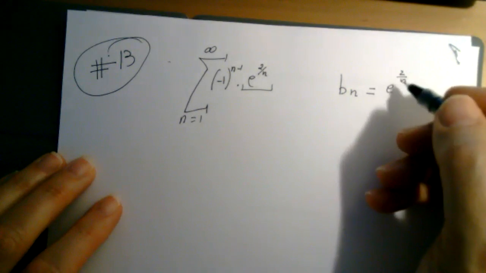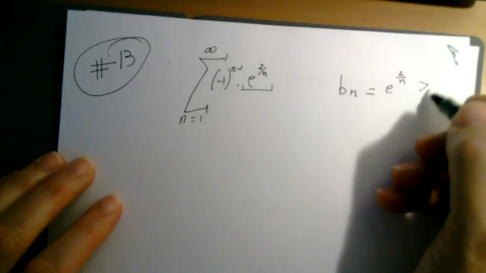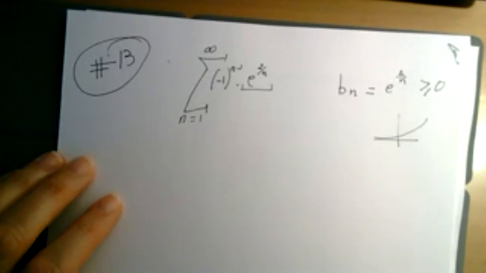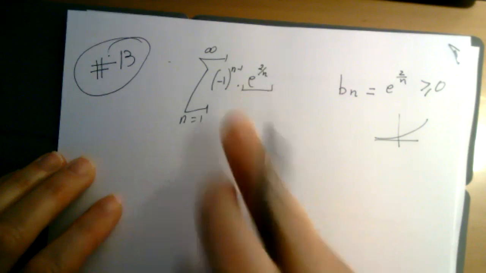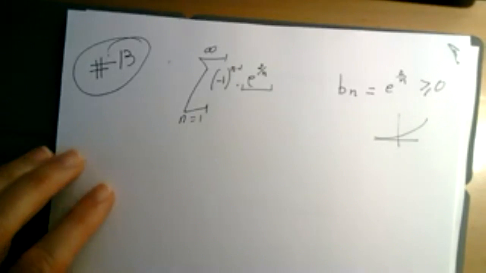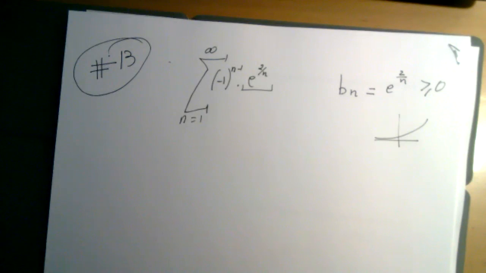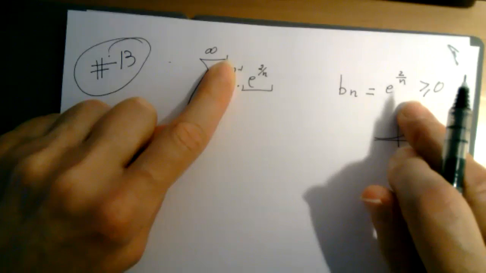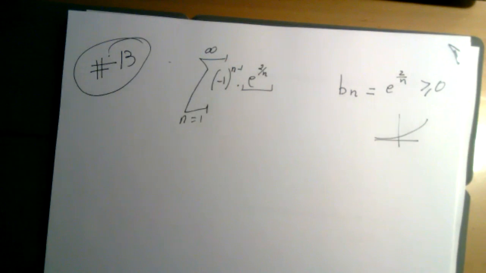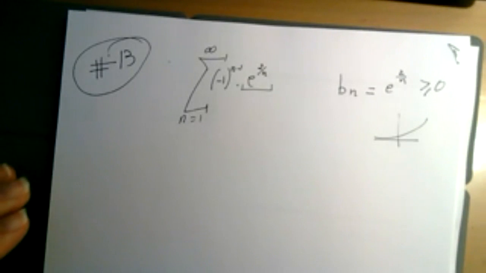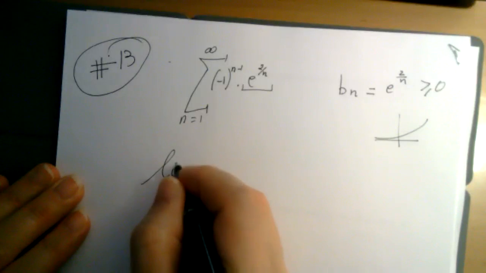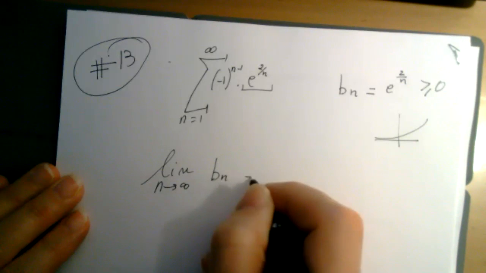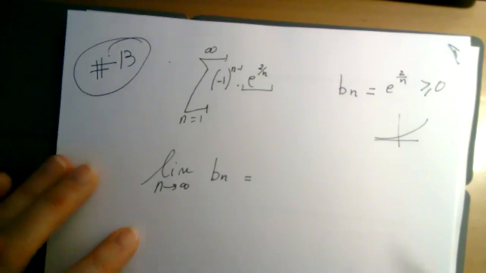But e to any power is a positive number, because that's how the exponential works. E to any power is positive, which makes this series an alternating series. It's going to become minus, plus, minus, plus. If those Bn are not positive, it will not necessarily alternate. So now we're going to go through the alternating series test and see what's really going on. Let me go to the limit as n tends to infinity of the Bn, and let's see what's happening to those.